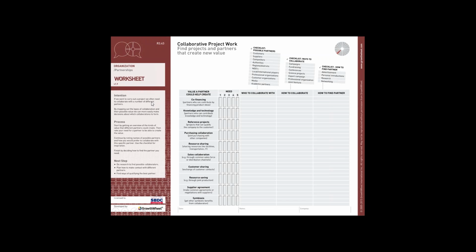Over here, let's start with the intention. By mapping out the type of collaboration and possible values, we can more easily make decisions about the collaborations to form. So that's why we think about this. I would actually put this one last, so I'm going to talk about it last. Let's look at knowledge and technology.